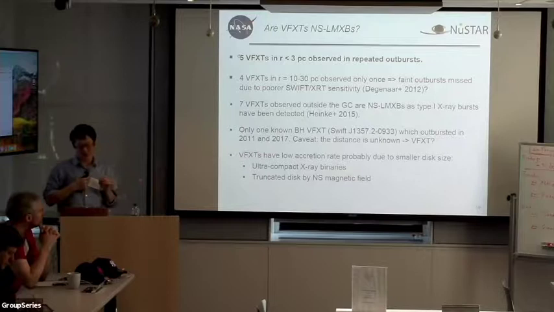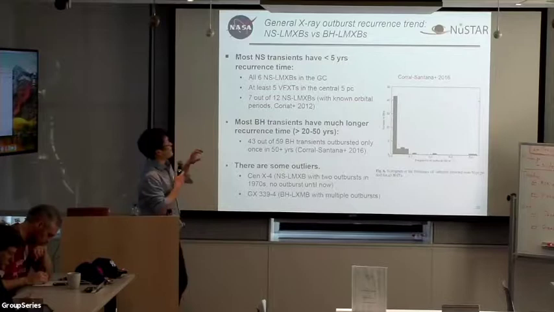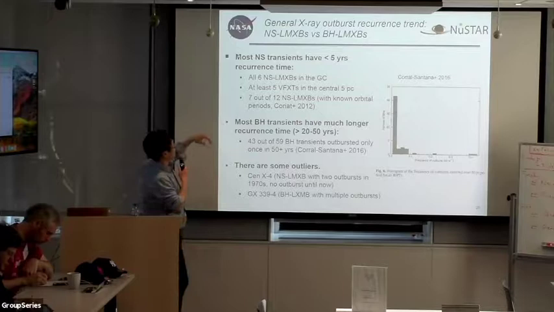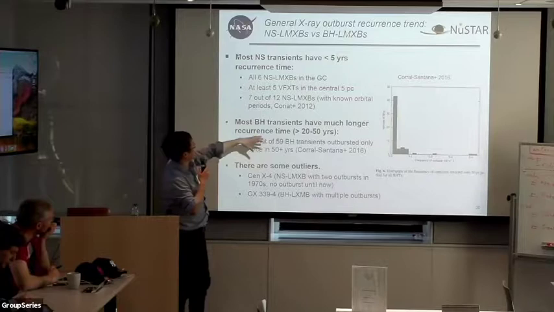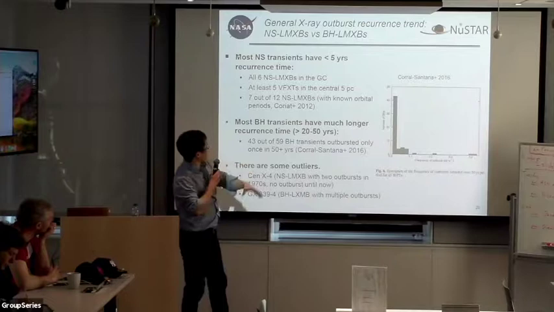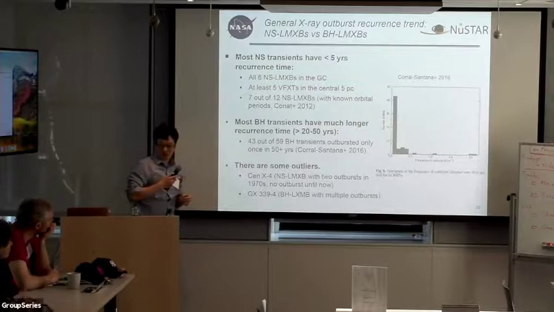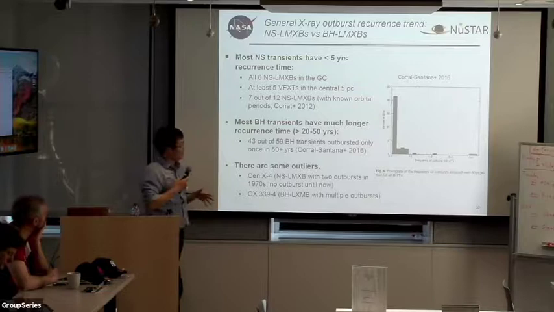Let's look at how often outbursts happen for black hole systems and neutron star systems. Like I said, 6 neutron star MXBs in the galactic center had recurrent outbursts. At least 5 VFXTs had recurrent outbursts. If you look at the local neutron star MXBs, 7 out of 12 did outburst multiple times. The other ones are probably VFXTs with only 1 outburst. Other guys are probably missed.